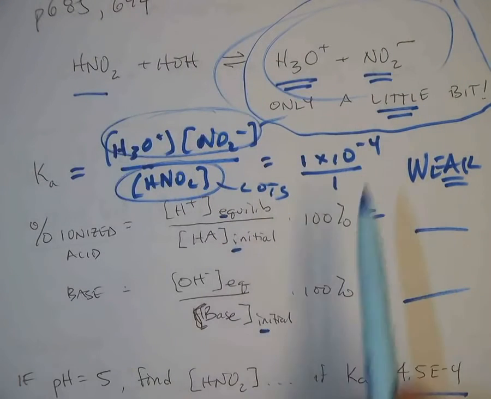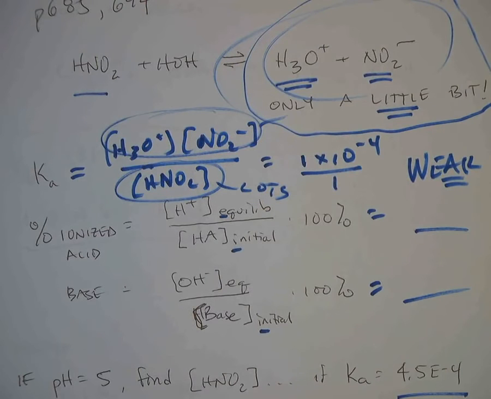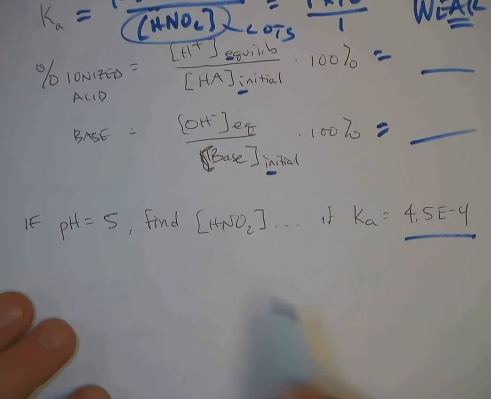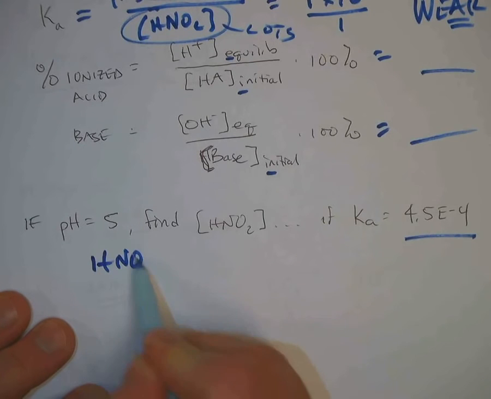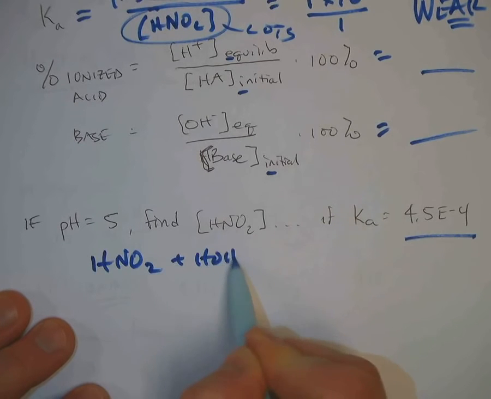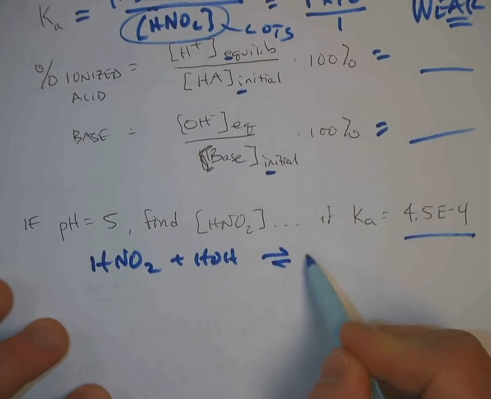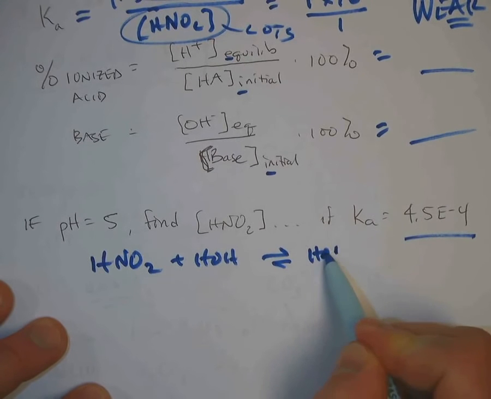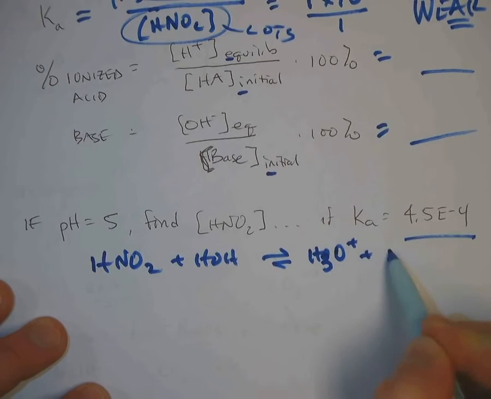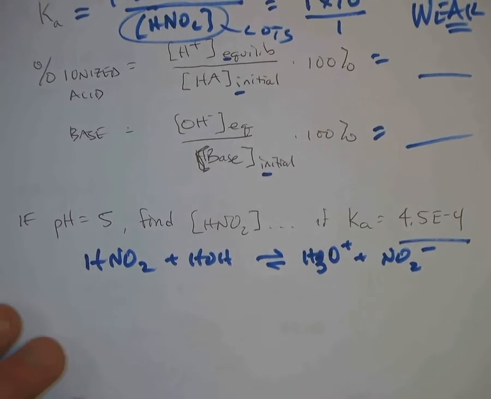And as you'll find, once again, going through this chapter, and especially chapter 17, writing the equilibrium of interest is probably the most difficult part of the whole class. And so we have to take our weak acid, HNO2, when in doubt, react it with water unless it's a strong base, and then make some H3O plus and some NO2 minus.